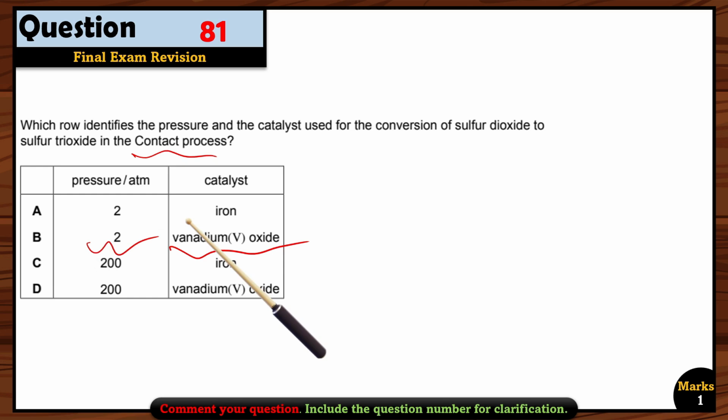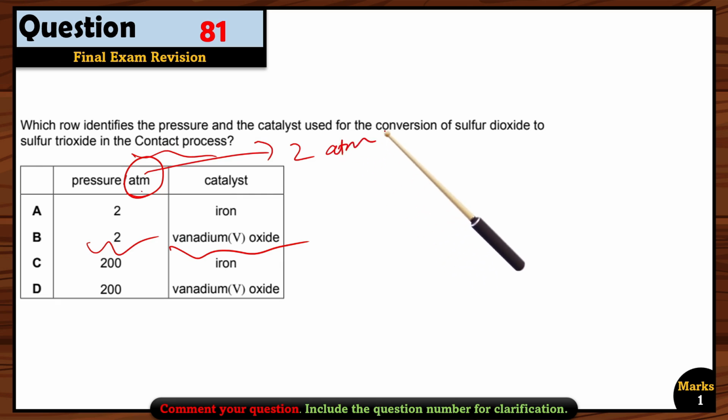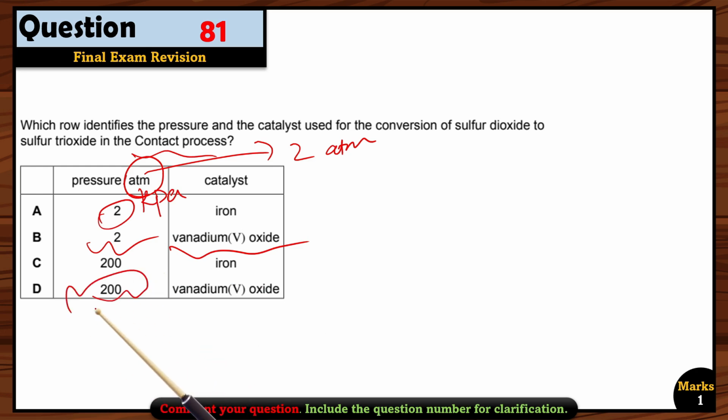But the main mistake students usually make in the exam is that they don't look at the unit of the pressure. If it is given in atm, then 2 is the right answer. 2 atmospheric pressure is the right answer for the contact process. But if they give you the unit in kPa, then you cannot choose the 2 option. Then your answer should be 200, because 1 atm is equal to 100 kPa. So 2 atm is equal to 200 kPa. So that's why sometimes students choose a wrong option, that is D.